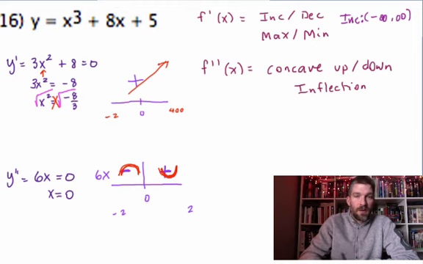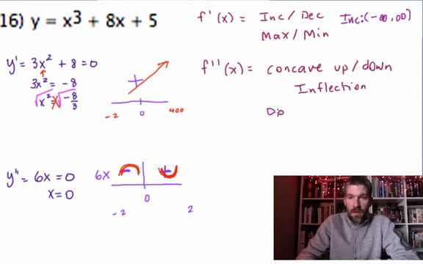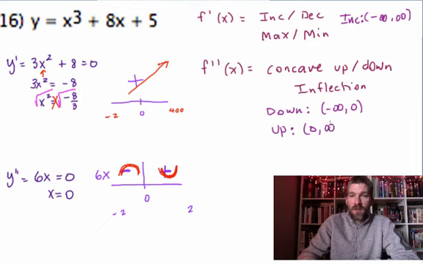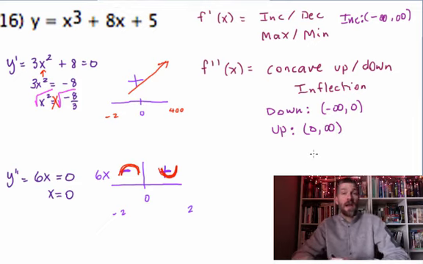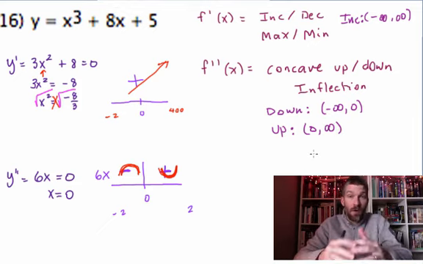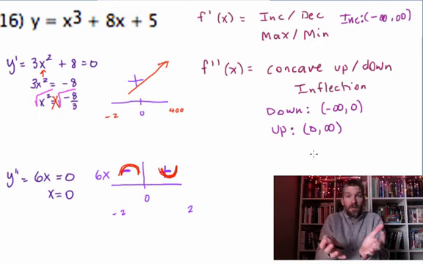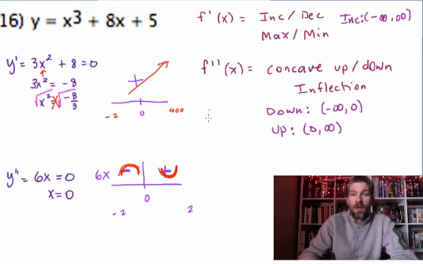So what does that tell me? Well, let's just record this real quick. So I'm going to write down here that we are down from negative infinity to 0, and we are up from 0 to positive infinity. Now, since my concavity changed at 0 from down to up, we have a point of inflection at 0.